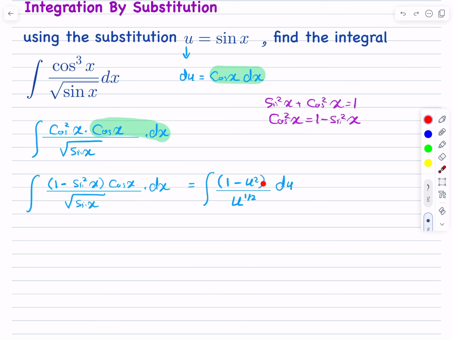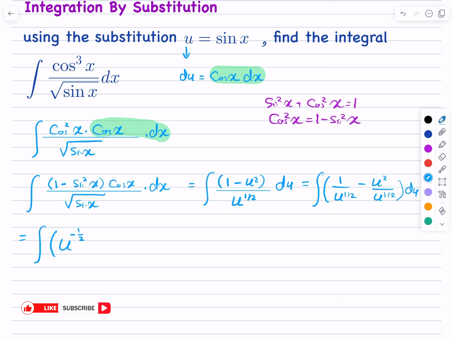So here, to integrate this, I will separate the fraction first. So we will have integral of, first I will write 1 over u power of half minus u squared over also u power of half times du, which can be written now like this. Here we can send u power of half up and make it negative half instead. So u power of negative half minus, here in this fraction, when we divide these u's, then we will subtract the powers according to the power laws. So we will have now u power of 2 minus 1 over 2, which will be 3 over 2. And here we have du.